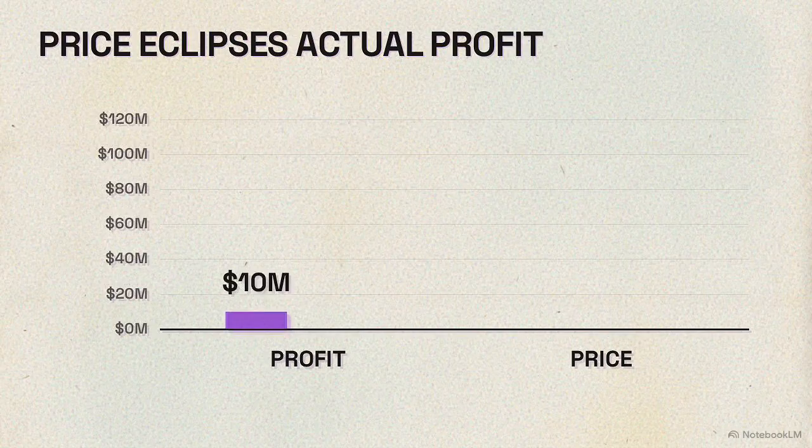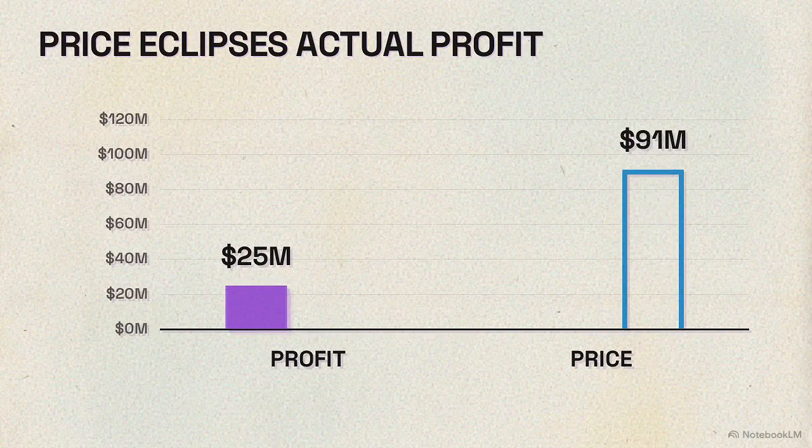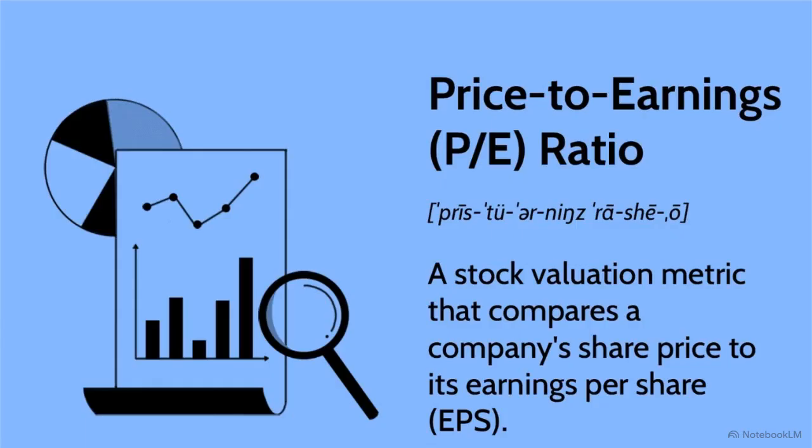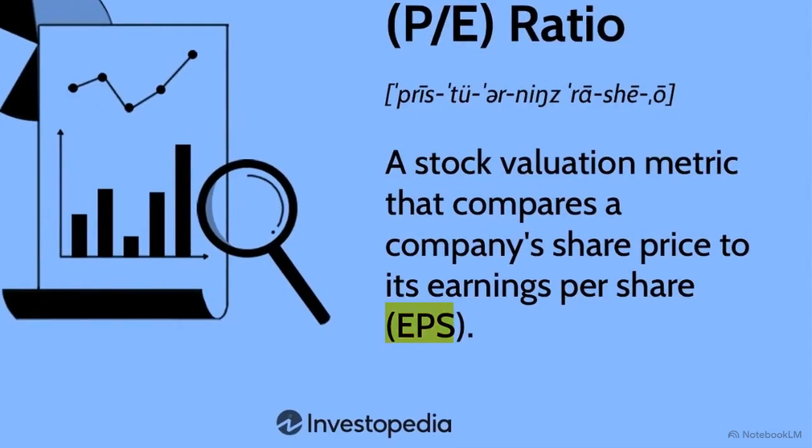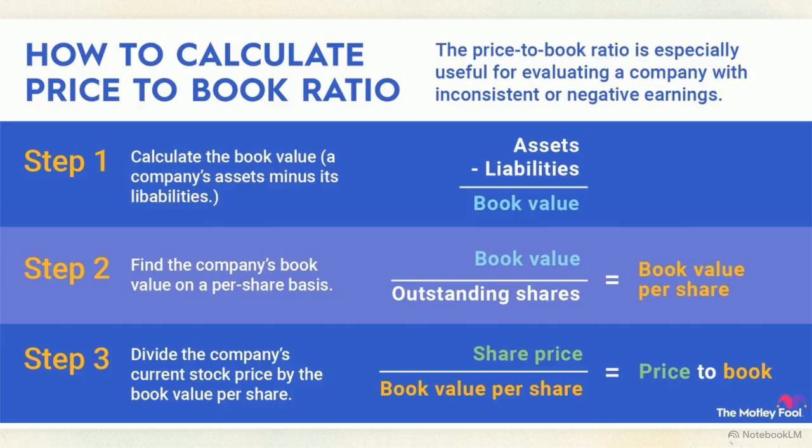But finding a profitable company is only the first step. We still need to know if the market is selling us those profits at a fair price. We do this through valuation. This graphic explains the price-to-earnings, or PE ratio. It is a forward-looking mathematical tool that tells you exactly how much you are paying for one single unit of that company's profit. By contrast, we use the price-to-book, or PB ratio.